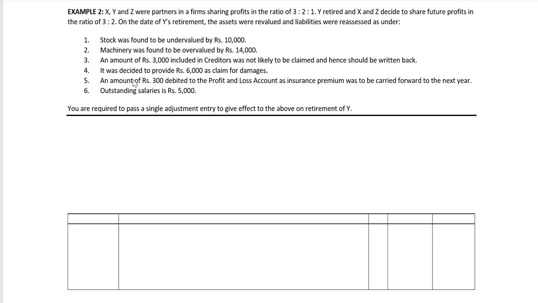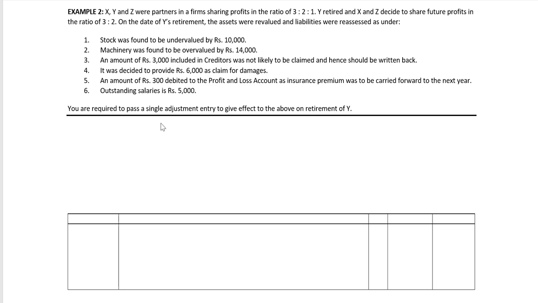Fourth point, it was decided to provide rupees 6,000 as claim for damages. Fifth point, an amount of rupees 300 debited to the profit and loss account as insurance premium was to be carried forward to the next year. Sixth point, outstanding salaries is rupees 5,000. You are required to pass a single adjustment entry to give effect to the above on the retirement of partner Y.